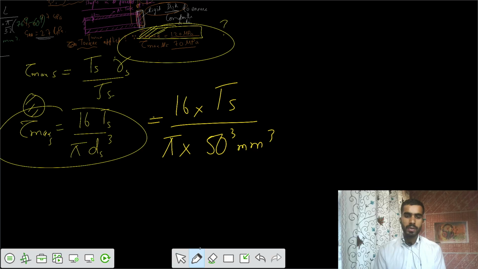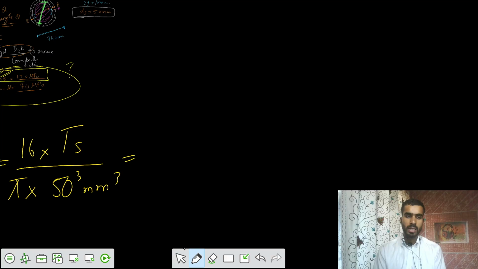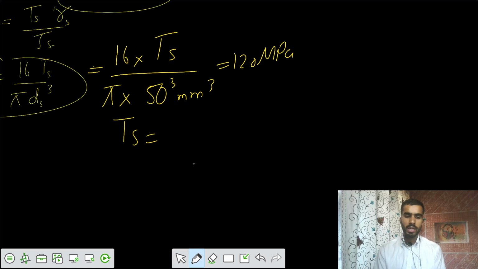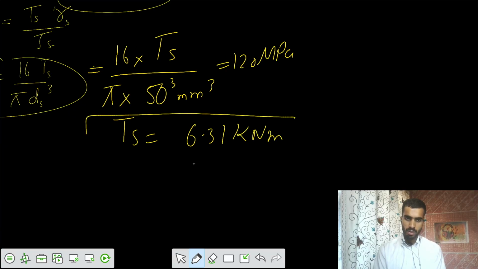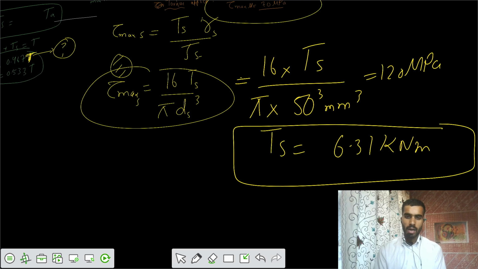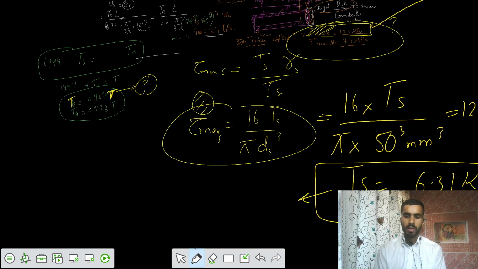And that I have to equate with the allowable shear stress in the steel, that's 120 megapascal. So I can get the value of the torque developed in the steel, which is equal to 6.31 kilonewton meter. And similarly, you got this value of TS, and if you want to say how much torque you can allow, you use this value of TS.